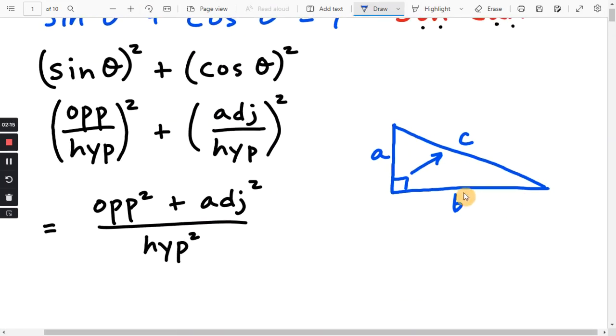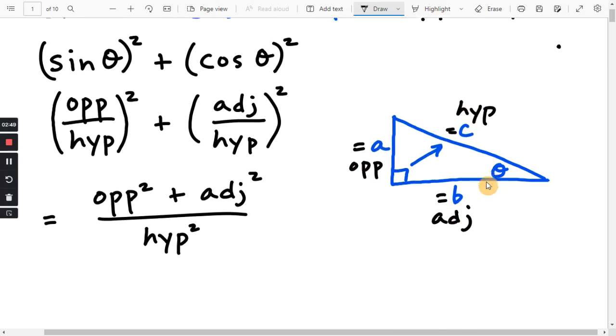All right, so for a given angle, theta, if you go across from the angle theta, that side length is your opposite. Okay, across from the right angle, that side length is your hypotenuse, and the remaining side is your adjacent. Okay, so I'm going to let the opposite side equal A, and the adjacent side equal B, and the hypotenuse equal C from my right triangle.